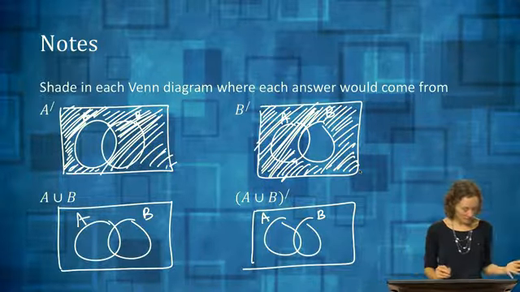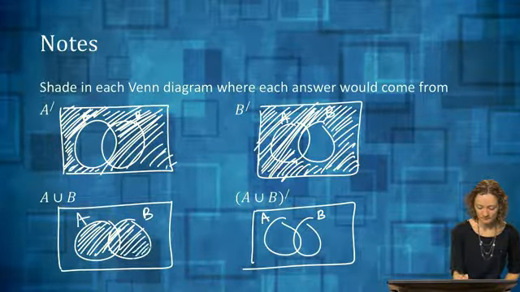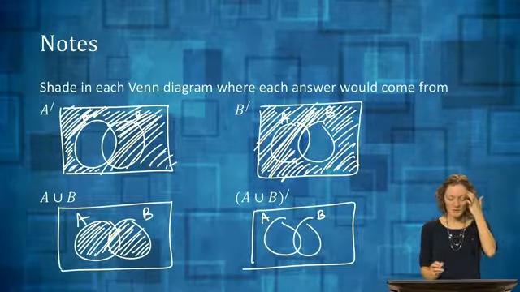Then the union, which we saw before. The union is the marriage of the 2. So that'll be everything inside both of them. Then we have the complement of the union. So we haven't seen this one.